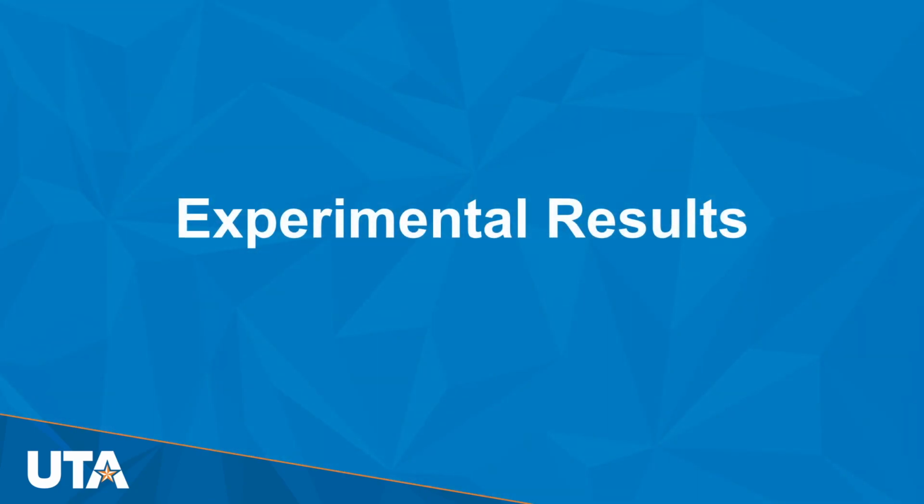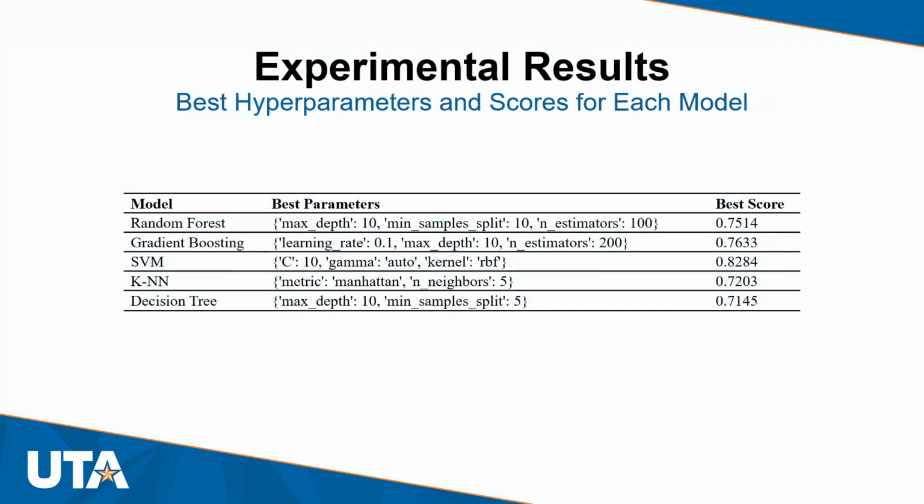Experimental results. The SVM achieved the highest accuracy of 82.84%, followed by gradient boosting at 76.33% and random forest at 75.14%. Naive Bayes served as the baseline model with the lowest accuracy. The hyperparameter tuning ensured each model was tailored for its optimal configuration after the grid search CV.